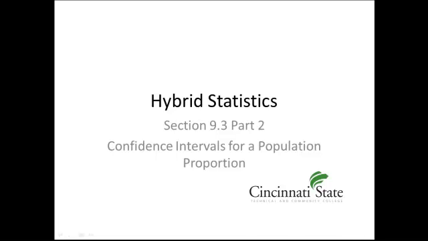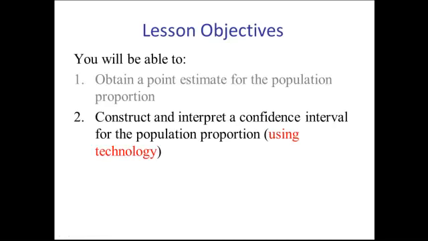Section 9.3, Part 2. Lesson objective. Construct and interpret a confidence interval for the population proportion using technology. We will use Minitab and StatCrunch.